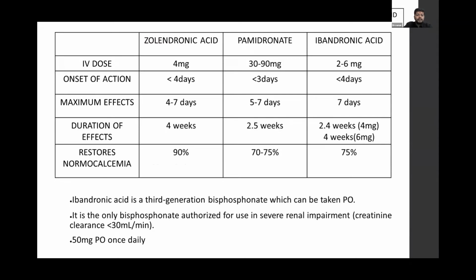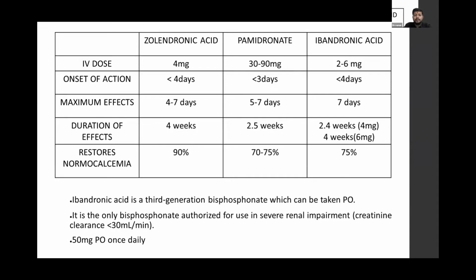The IV dosage and mechanism pharmacokinetics include zoledronic acid IV dose 4 milligrams, with onset of action less than 4 days, maximum effect 4 to 7 days, and duration of effect of 4 weeks, and it restores normal calcium in 90%. Pamidronate IV dose can be 30 to 90 milligrams, onset less than 3 days, maximum effect achieved in 5 to 7 days, and duration of effect is 2.5 weeks, and restores normal calcium in 70 to 75% of cases.